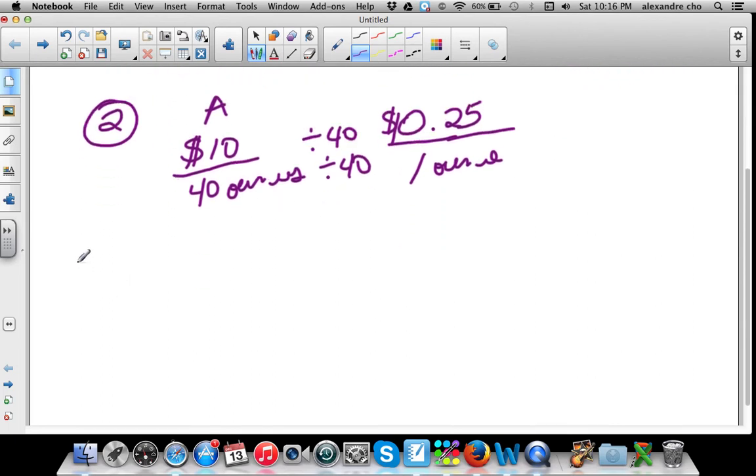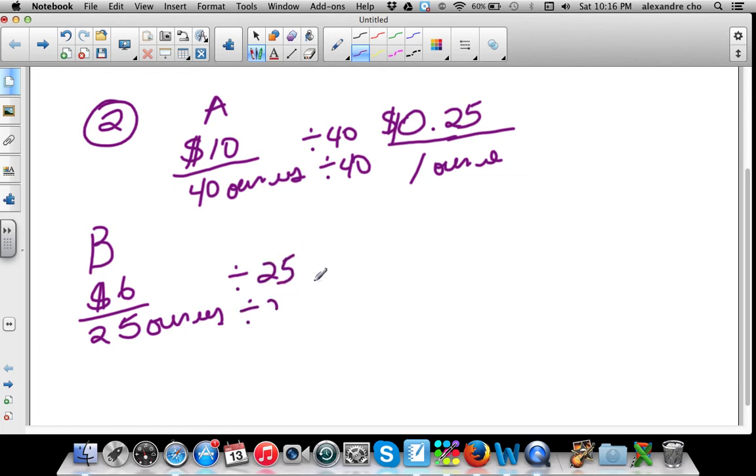And we'll do size B over here. Size B says $6, and you get 25 ounces. So again you have to find the unit rate here, because you want the price per ounce. So that's divide by 25, divide by 25, and you get that 1 ounce, in this case, ends up being 24 cents.